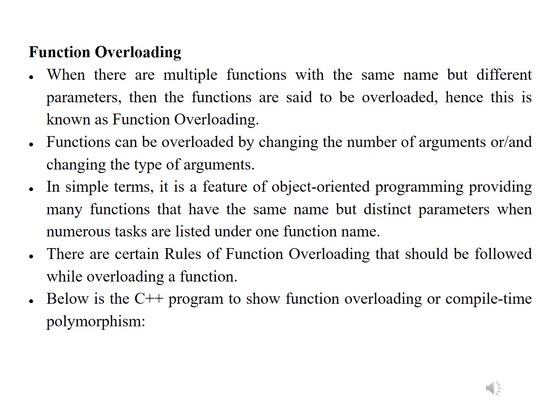Function overloading. When there are multiple functions with the same name but different parameters, then the functions are said to be overloaded. Hence, this is known as function overloading. A function can be overloaded by changing the number of arguments or changing the types of arguments. In other terms, it is a feature of object-oriented programming providing many functions that have the same name but distinct parameters, when numerous tasks are listed under one function name. There are certain rules of function overloading that should be followed while overloading a function.